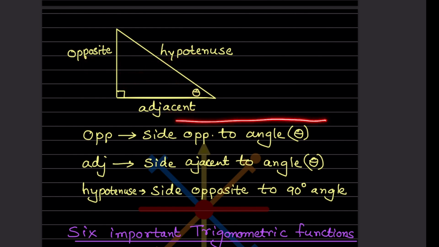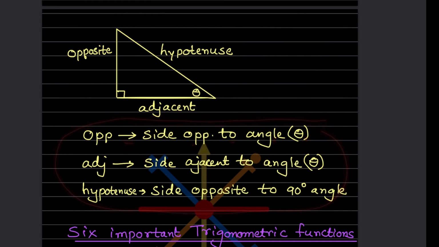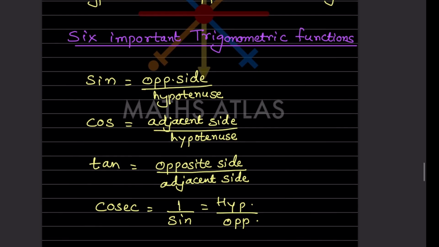So that's the same thing I have written over here. Opposite is the side opposite to angle theta. Adjacent is the side adjacent to angle theta. Hypotenuse is the side opposite to 90 degrees. Now let us see the six important trigonometric functions and how to get them.